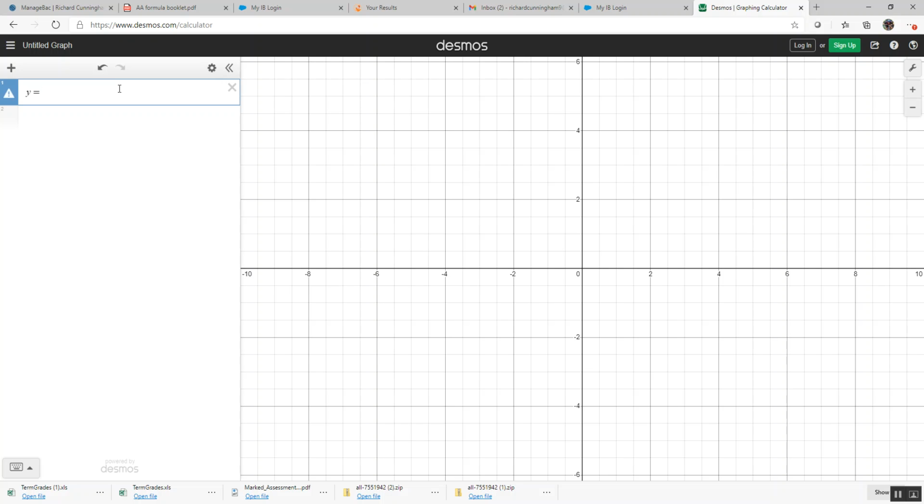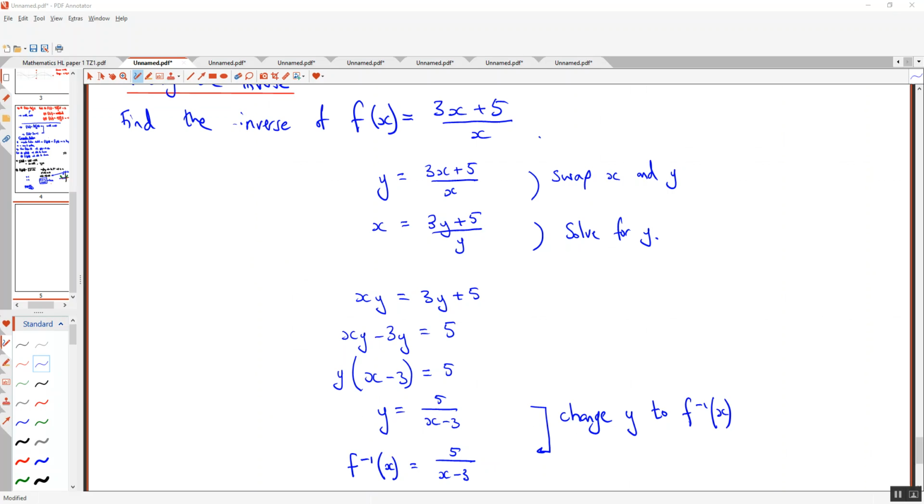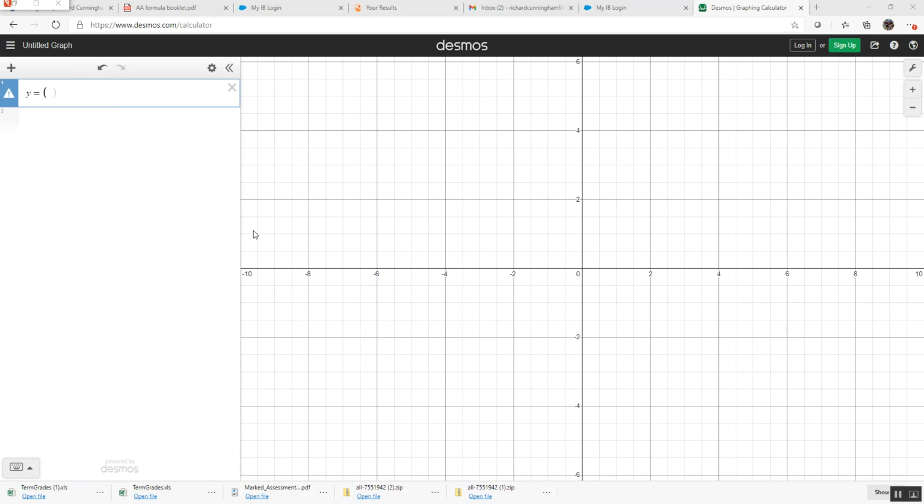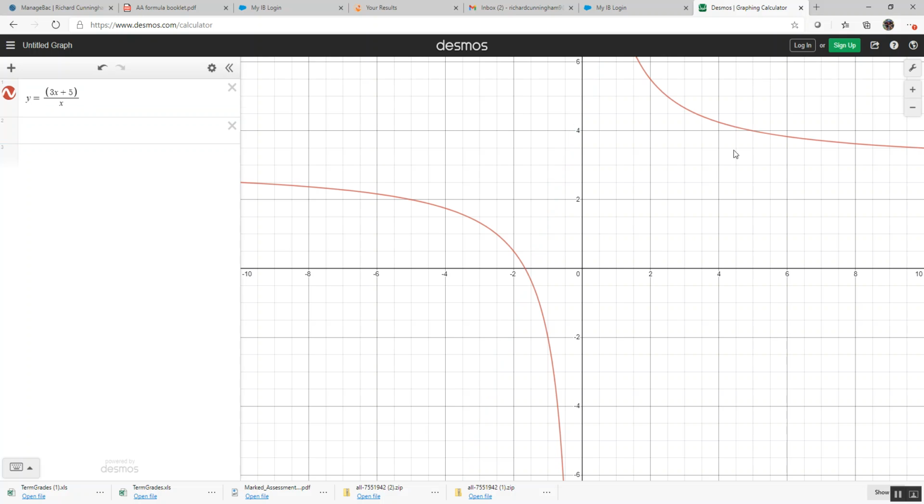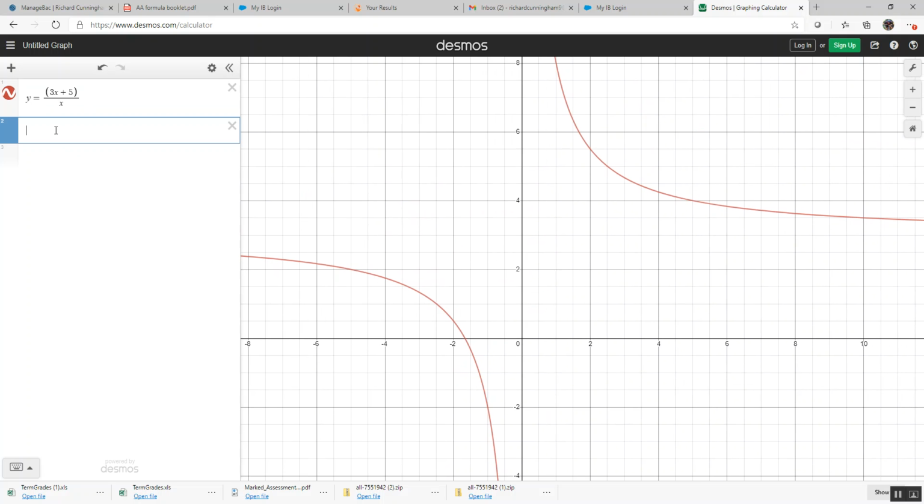All right, so our initial function was y equals, what was it? The very first one that we drew? Y equals 3x plus 5 over x. Yeah, you're so good. Okay, so that's y equals 3x plus 5 over x. Let's draw our inverse. What did we work our inverse out as?